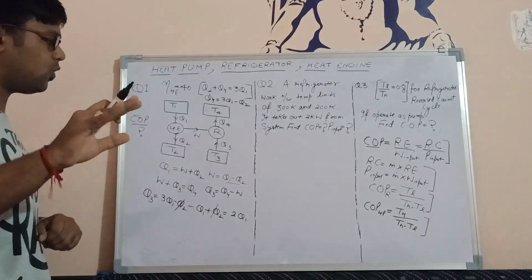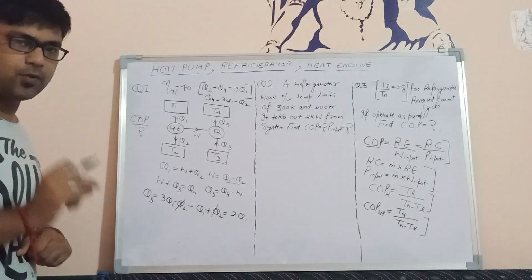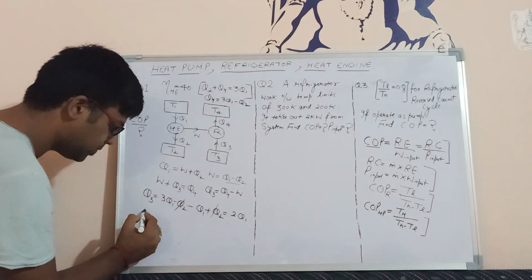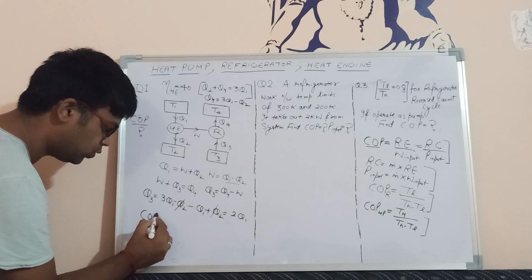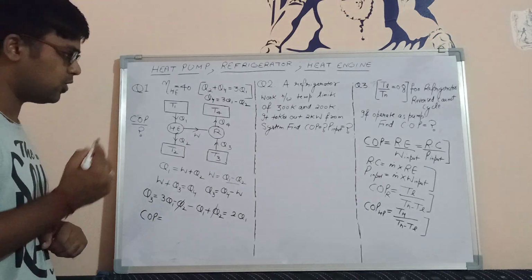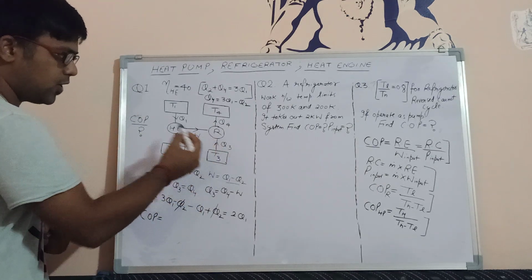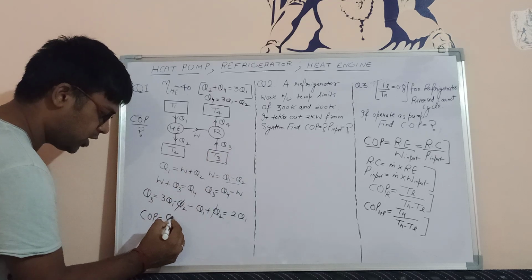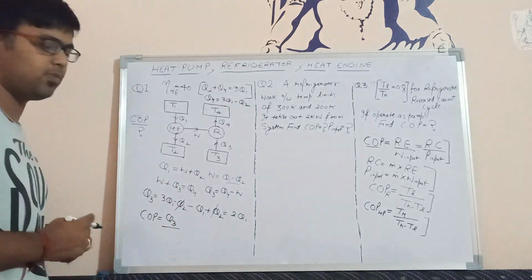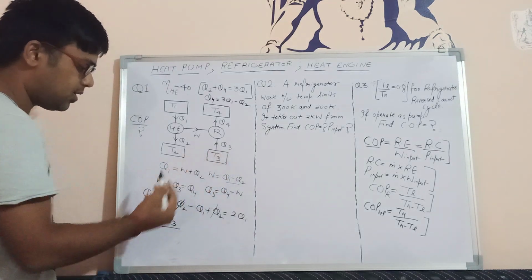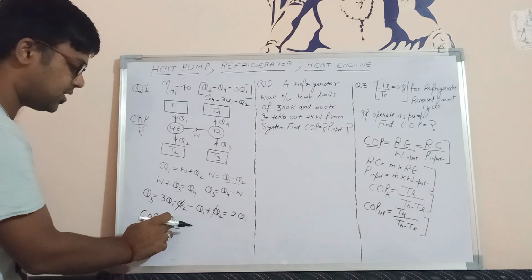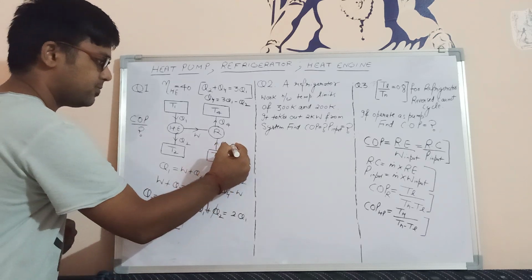Now the question is to find the value of COP. What is the formula of COP of the refrigerator? What do we want? We want to take out Q3 amount of heat from the space which is to be cooled. That is called the refrigeration effect. Q3 is the refrigeration effect.